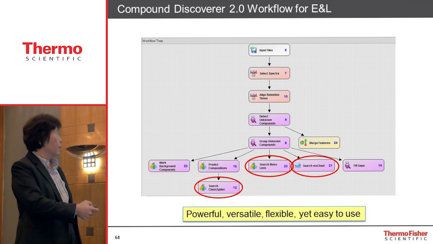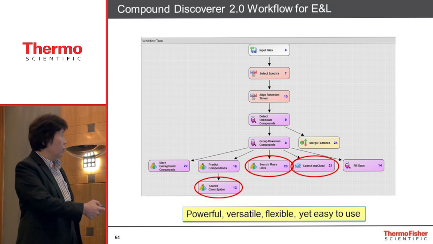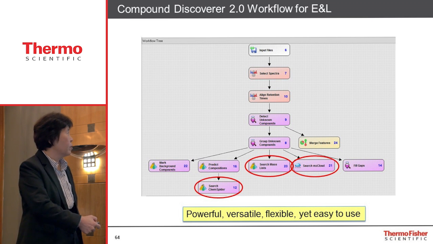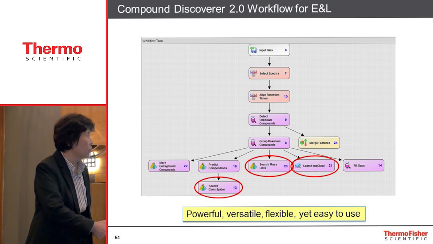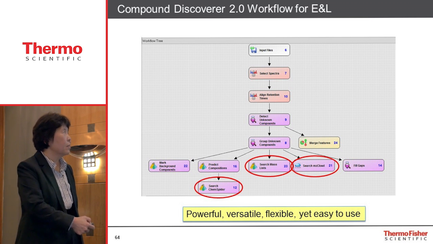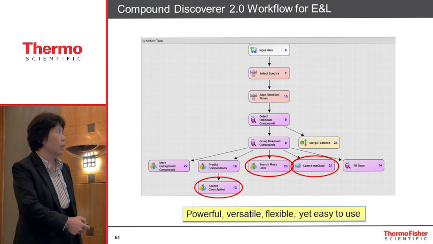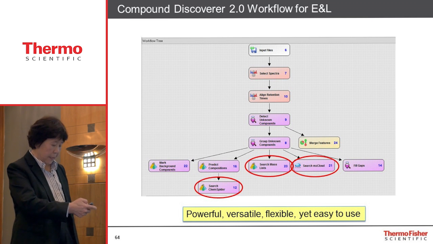Okay, I want to say this, we have this ChemSpider and the mass list search and the mzCloud search incorporated. So this is excellent for the NL unknown impurity ID.